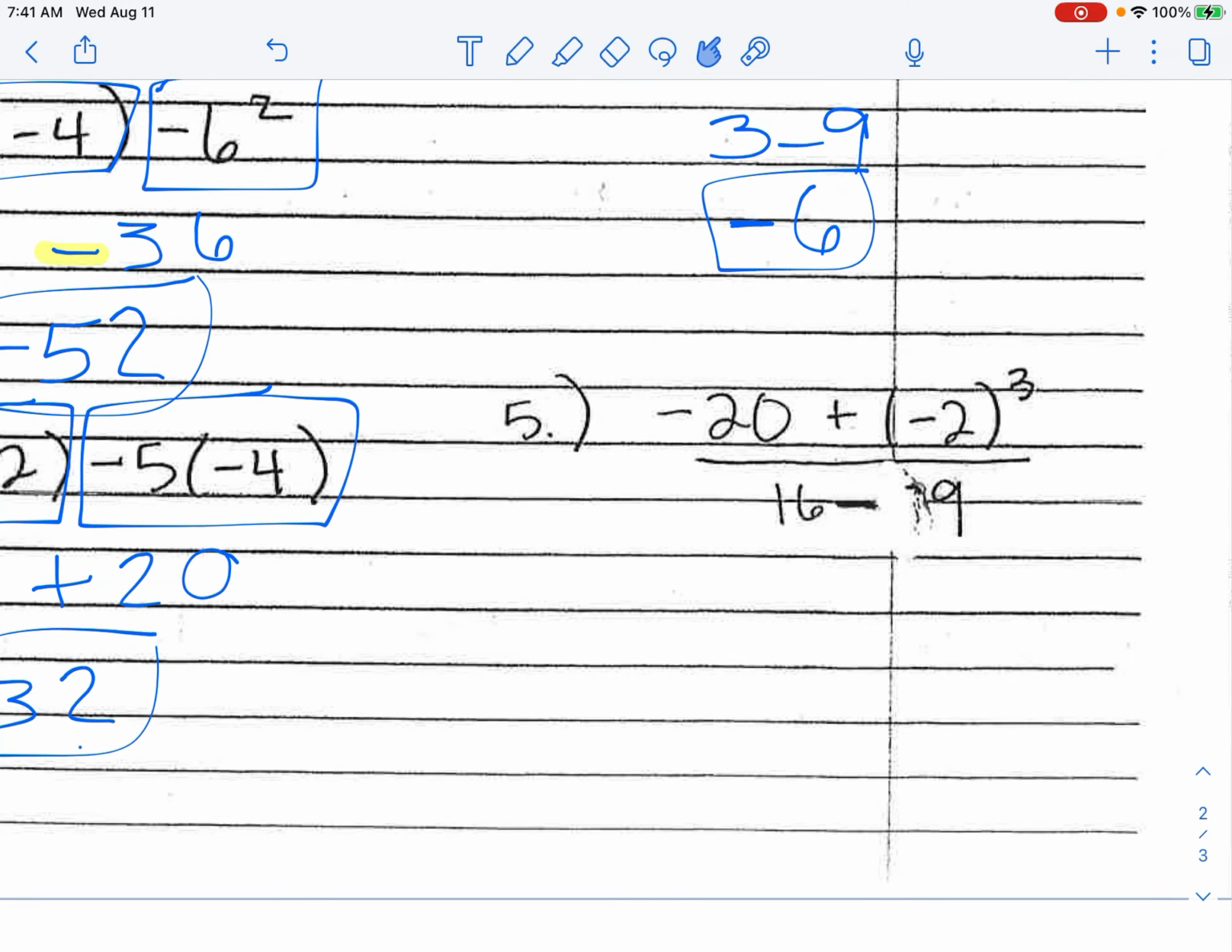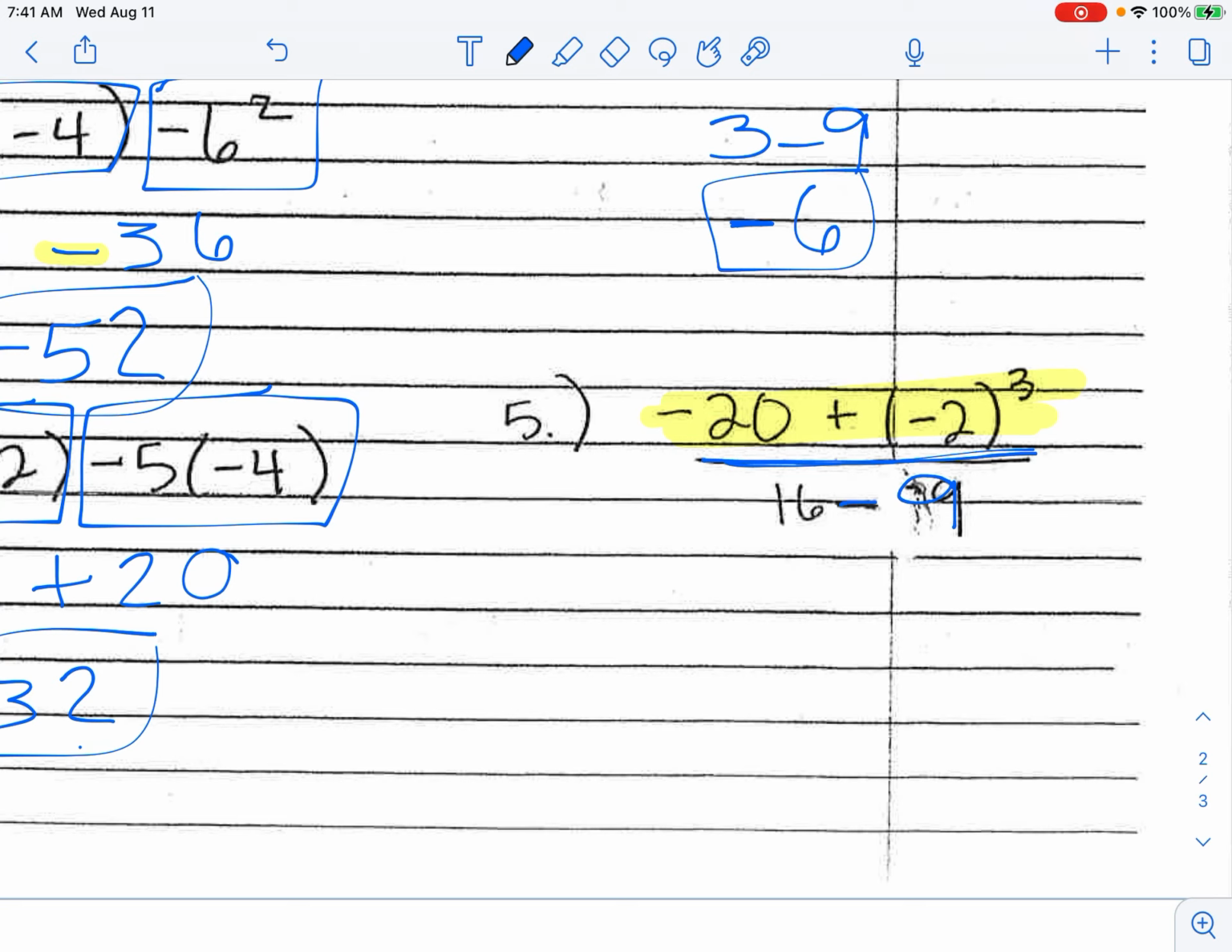Last one. Okay, now this has something really special going on here. See this fraction bar right here? What we're going to do first is we're going to solve everything on the top of the fraction bar. So I'm focusing right now at all of this. And this down here, I think it just said 16 minus 9 down here.